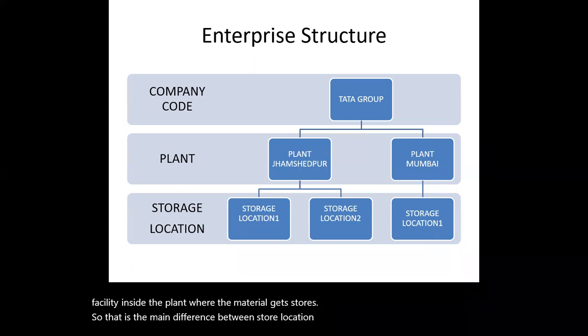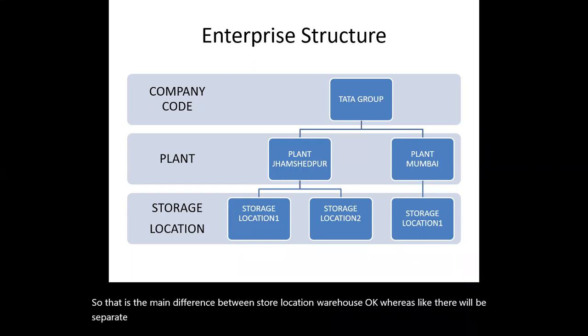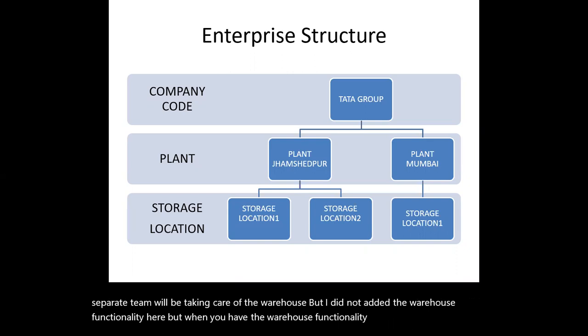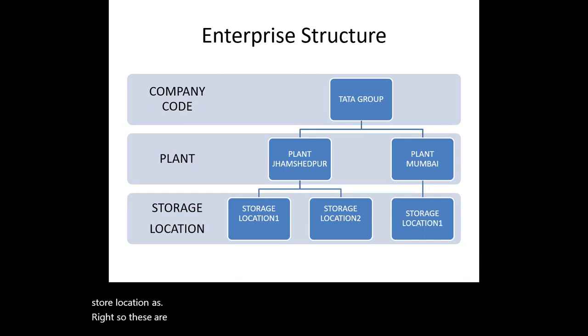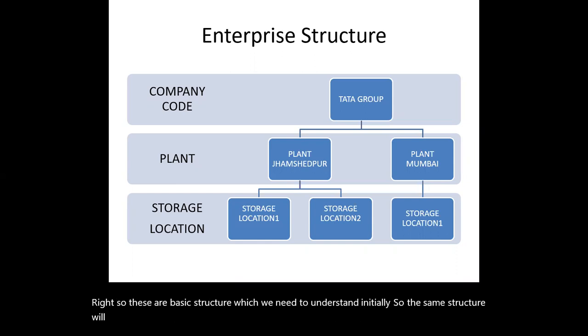For the warehouse, there will be a separate team taking care of it, so I did not add the warehouse functionality here. When you have the warehouse functionality, another transaction will be included in the sales cycle, which will be discussed later. So I just added the storage location. These are the basic structures which we need to understand initially. The same structure we will be creating in SAP also, right? So any questions here?